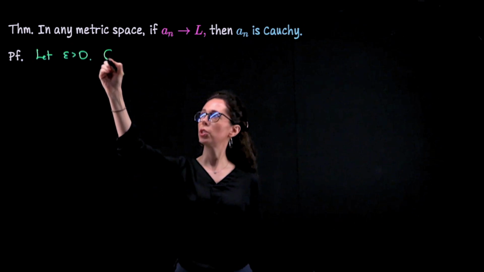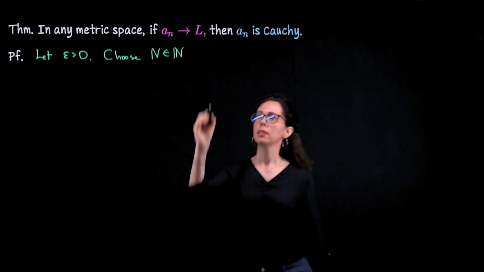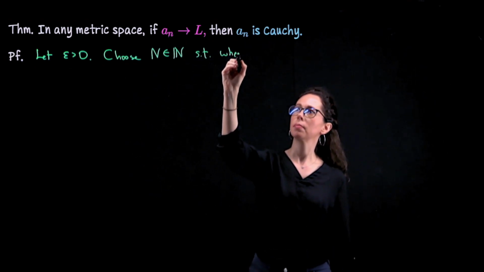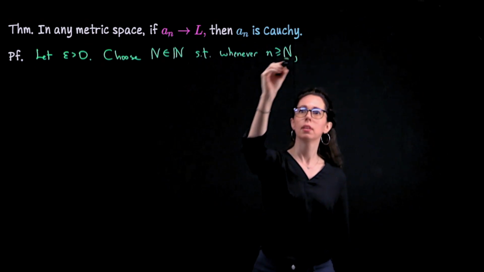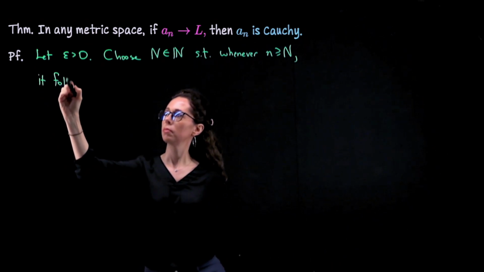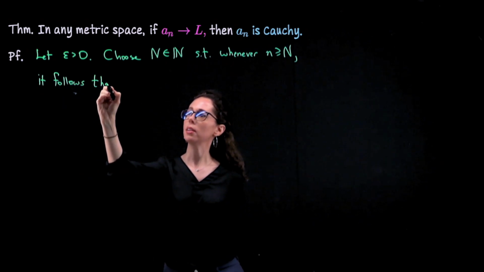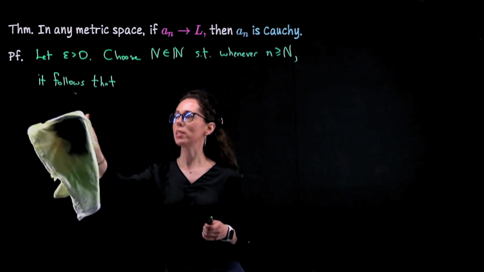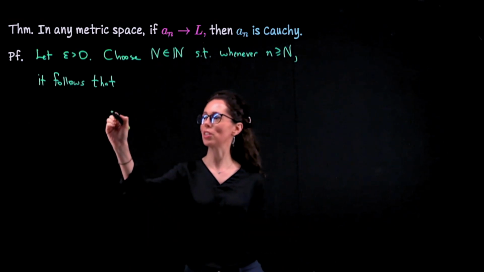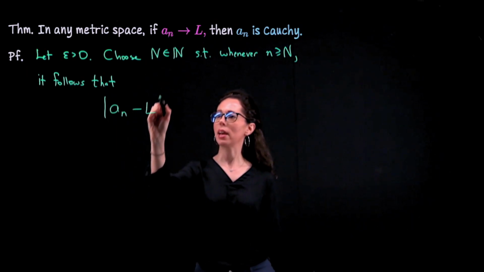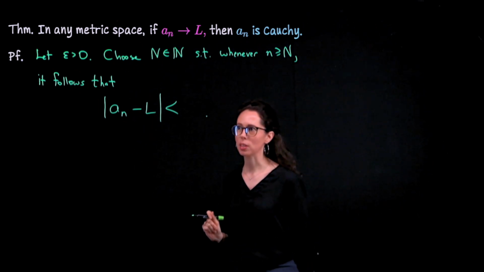So choose the threshold capital N from the set of natural numbers such that whenever an index n is at or beyond that threshold, it follows that, I know what it has to be, but I'm going to leave it blank again, just illustrating what it looks like to trust that a proof will work out and then fill in the missing information. So |a_n minus L| would be less than, in the traditional statement, you would write epsilon, but I'm going to leave it blank for now, and we will work out what that has to be in a minute.